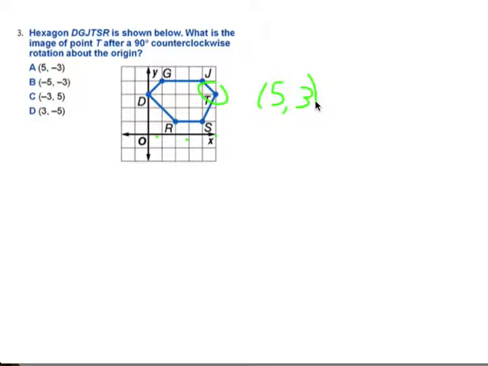So now, to do it 90 degrees, first thing we have to do is multiply the y-coordinate by a -1, and then we have to switch it. So then we get -3, 5. So that means that C is our answer, okay?